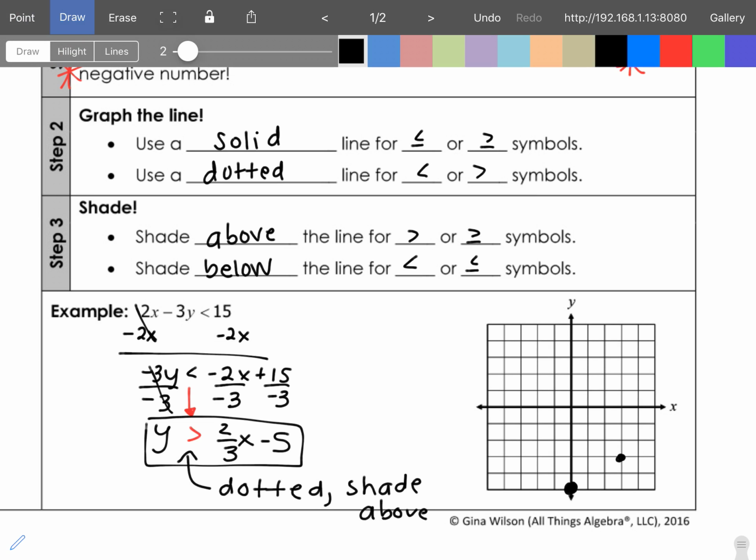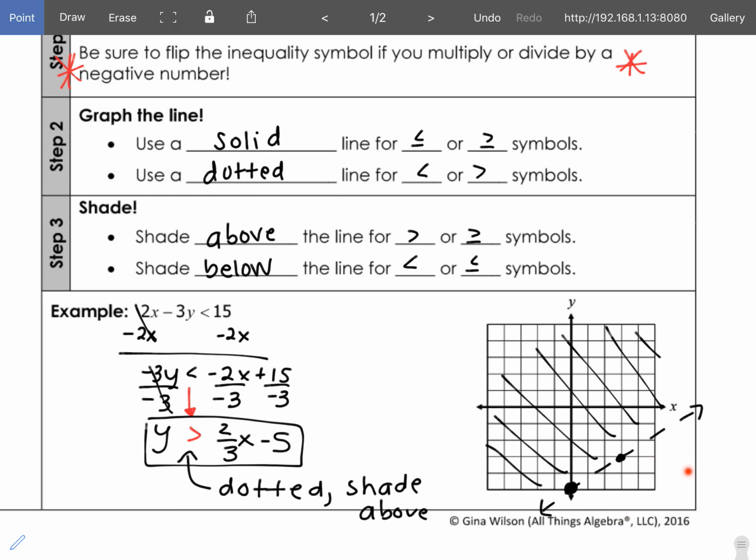Now, are we going to use a solid or dashed line? We just said a dotted line, right? So this is what a dotted line looks like. And are we going to shade above or below? Well, we already figured out we're going to shade above, which is above the line this way. Anything that would be down here is below the line. Anything up here is above the line.